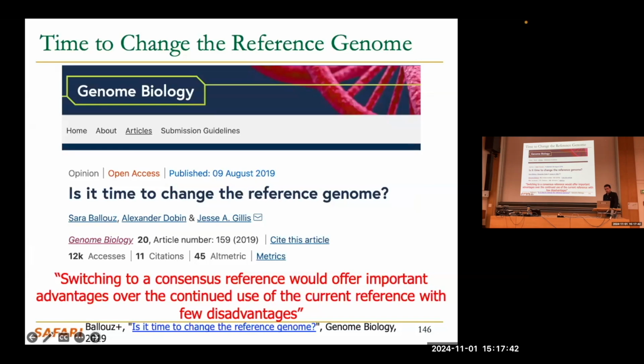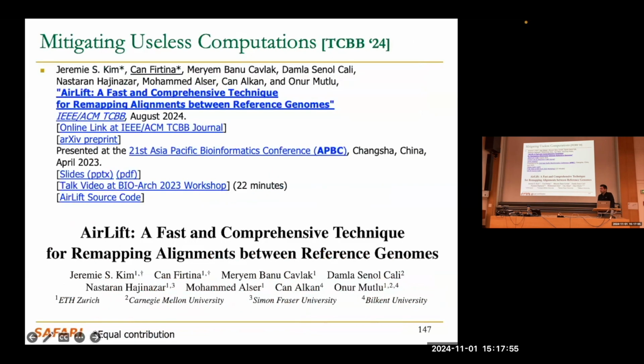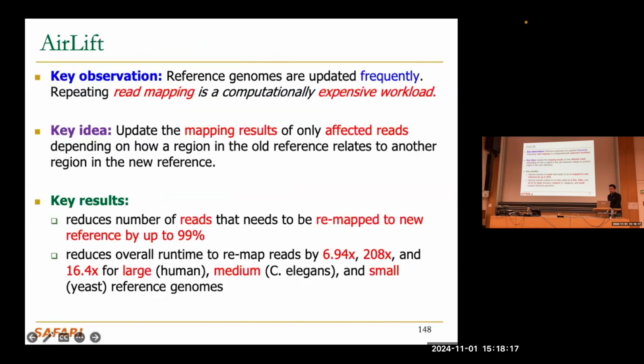And of course, people are also asking, when is it the right time to change the reference genome substantially? Because it usually improves the accuracy, but it comes at the cost of additional computations that you need to do, which is the entire read mapping from scratch, right? And you don't want to do this unnecessarily. This is what we aim in Airlift. We want to mitigate useless computations whenever the reference genomes are updated and whenever you want to move from the old reference genome to a new reference genome.